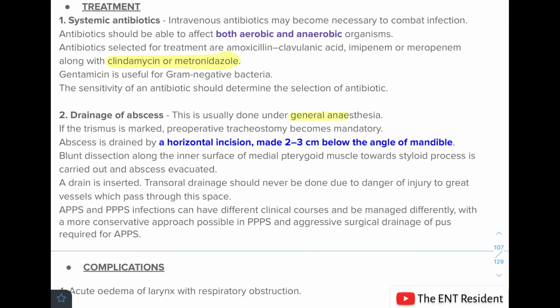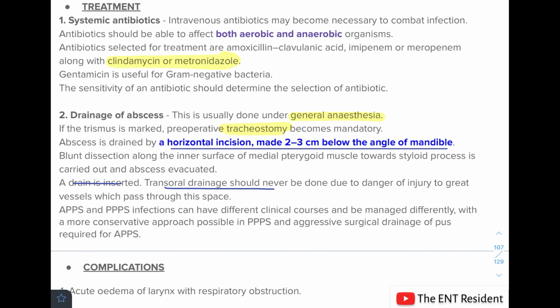Next, the more important part is the drainage of the abscess. This should be done under general anesthesia. If there is marked trismus, a pre-operative tracheostomy will become mandatory. Now, what is the incision that you will be giving for a parapharyngeal abscess? A horizontal incision is made 2 to 3 cm below the angle of the mandible. Blunt dissection is made along the inner surface of the medial pterygoid muscle towards the styloid process, and the abscess is evacuated. We place a drain, and transoral drainage should never be done because of the danger of injury to the great vessels which pass through this space.